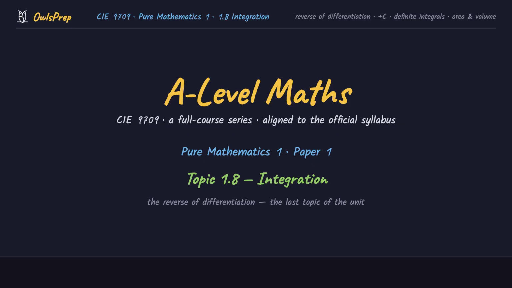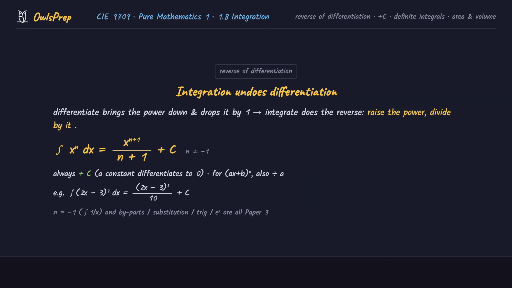Differentiation breaks a curve down into its gradient. Integration runs the whole process in reverse, and as it does, it adds up the area trapped under the curve. This lesson is both sides, undoing a derivative, then measuring areas and volumes. Let's dive in. Integration is differentiation run backwards.